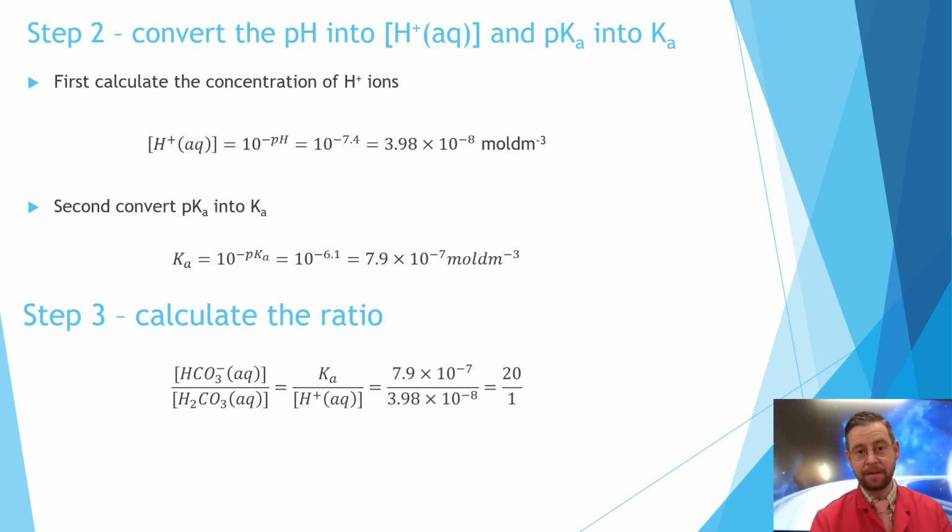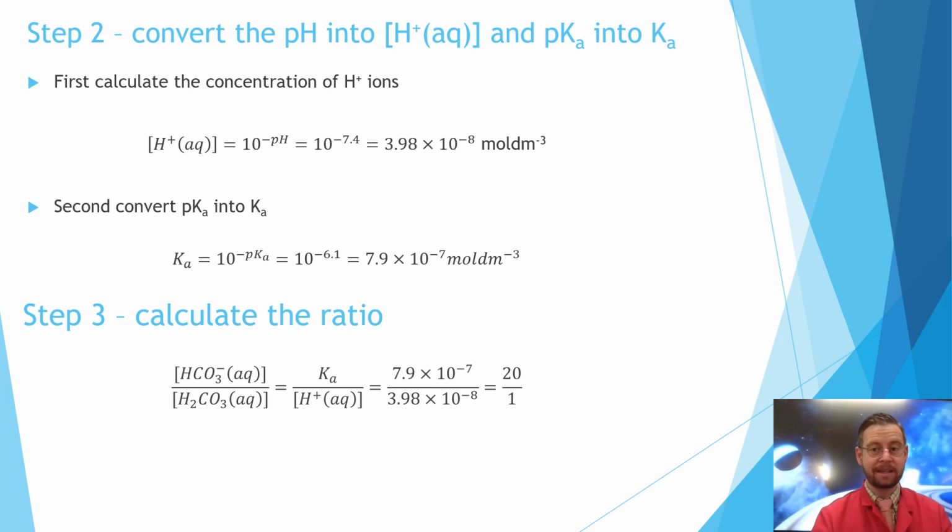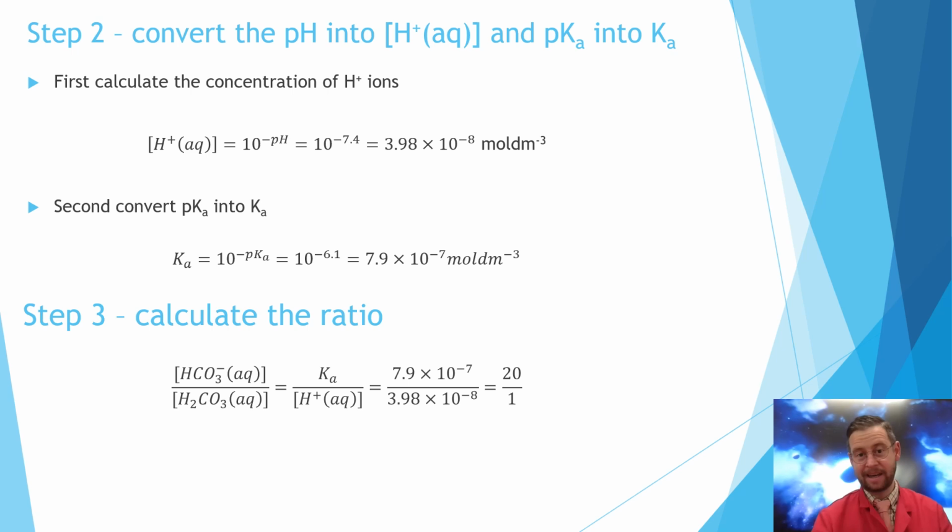We were given the pH, and so we can calculate the concentration of the H+ ion by substituting into the formula that relates the two. 10 to the minus pH would give the concentration of the H+ ion. 10 to the minus 7.4 gives 3.98 times 10 to the minus 8 moles per decimeter cubed. That is the concentration of the H+ ion. The second thing we can do is calculate the acid dissociation constant, Ka. It's equal to 10 to the minus pKa. So 10 to the minus 6.1, which was given in the question, gives us a value of 7.9 times 10 to the minus 7 moles per decimeter cubed.